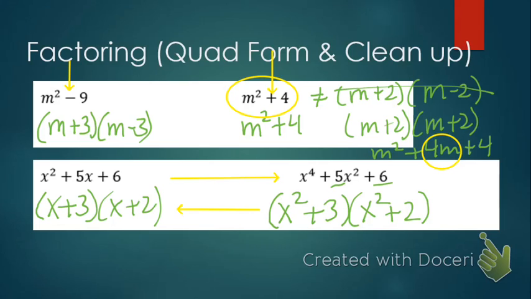It's got to have an even number here, and this has to be half of that number there. So you could do x to the 6th plus 5 times x to the 3rd plus 6. You could do x to the 8th plus 5x to the 4th plus 6. Okay? That's called the quadratic form. It's not a quadratic, but it's in the form of a quadratic.